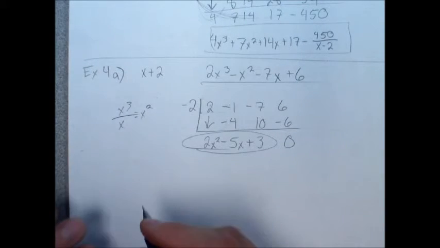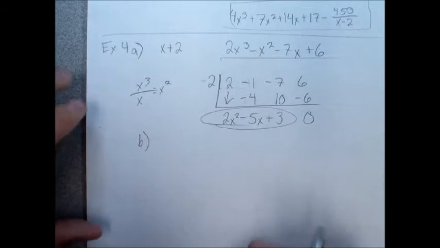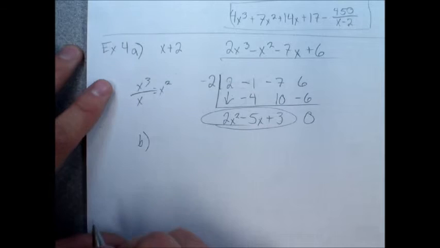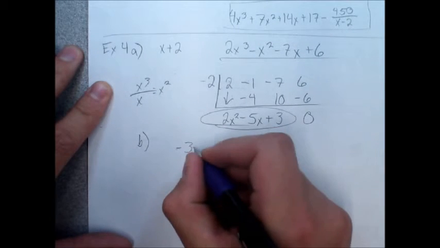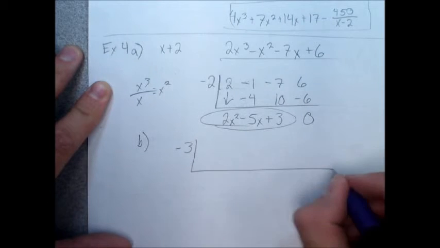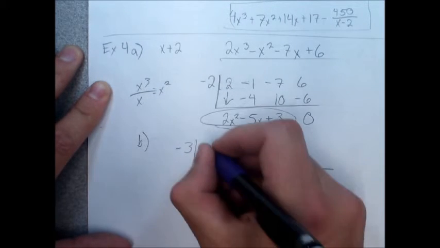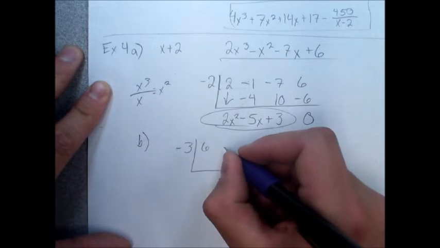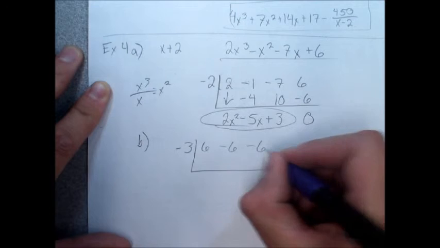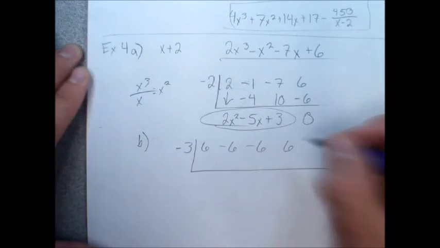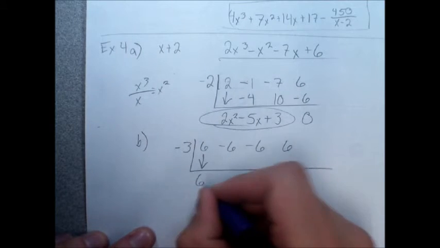I heard a yes, so we're doing it. You can get started, or you can pay attention to the next one. Since it's x plus 3, we're going to use negative 3 as our divisor. We're going to use a long bar again. Take our coefficients: 6, negative 6, negative 6, and a 6. It's a lot of 6s. I drop down my first term, which is 6, and I start multiplying.